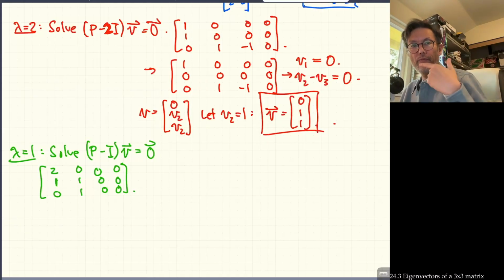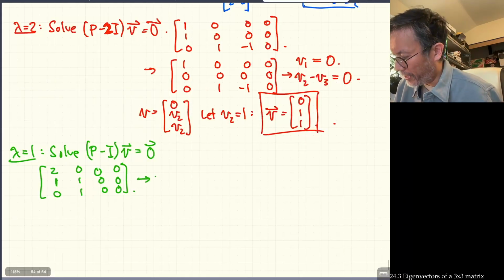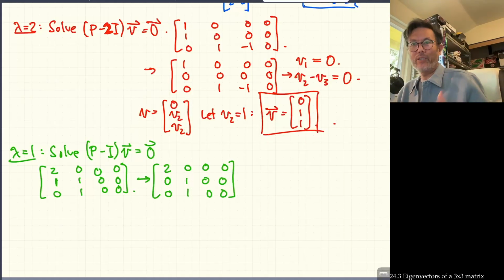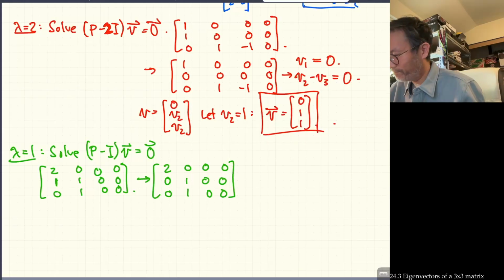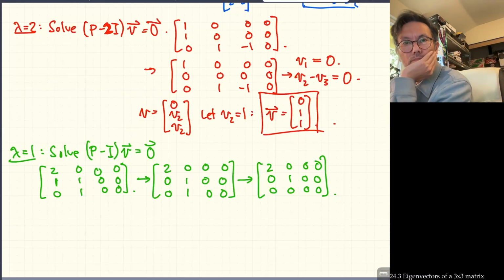So I can use the first row to kill the 1 in the second row. Kill that one right there. So if I do that, I get 2, 0, 0, 0. I get 0, 1, 0, 0, and then 0, 1, 0, 0. And you can see now I can kill the third row by just adding -1 row 2 to row 3. And I believe I get this.